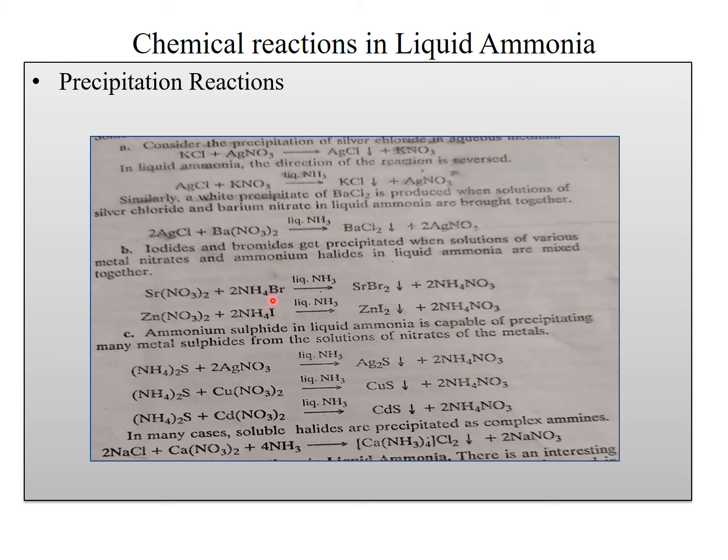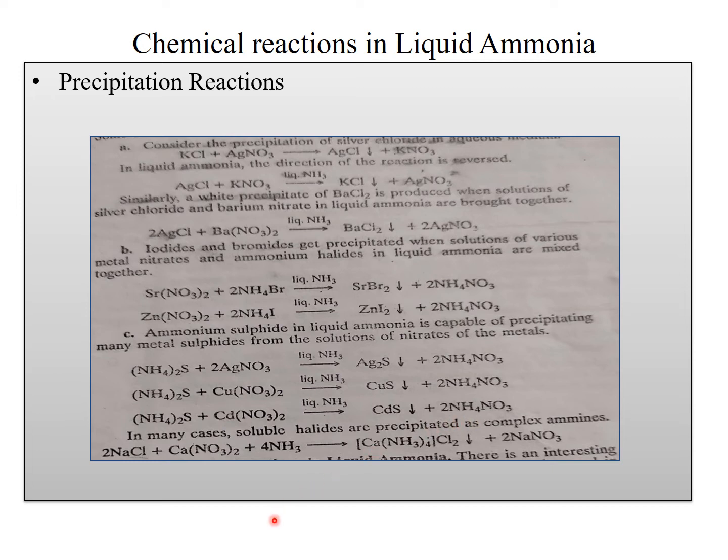Iodides and bromides get precipitated when solutions of various metal nitrates and ammonium halides in liquid ammonia are mixed together. One of the reactions is strontium nitrate reacting with ammonium bromide in the presence of liquid ammonia to form strontium bromide and ammonium nitrate. Ammonium sulfide in liquid ammonia is capable of precipitating many metal sulfides from the solution of nitrates of metals. One example is (NH4)2S plus 2AgNO3 in presence of liquid ammonia forms Ag2S plus 2 molecules of NH4NO3.